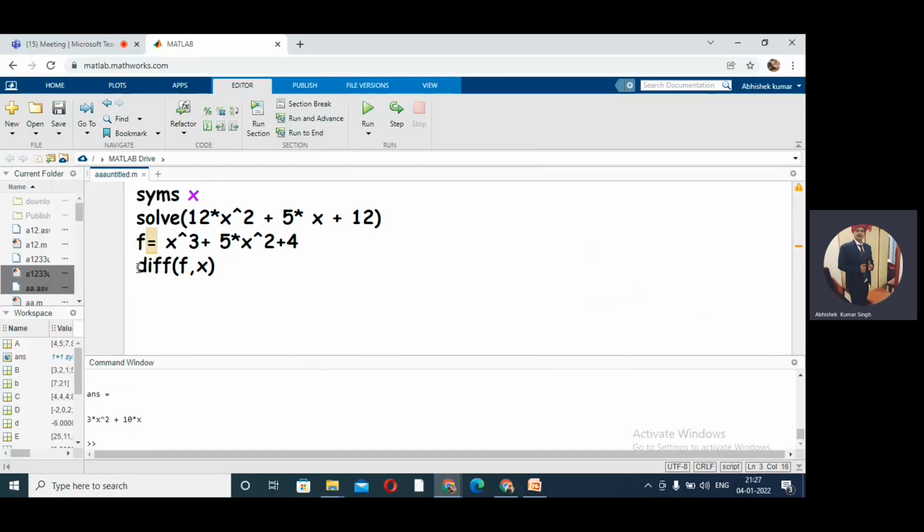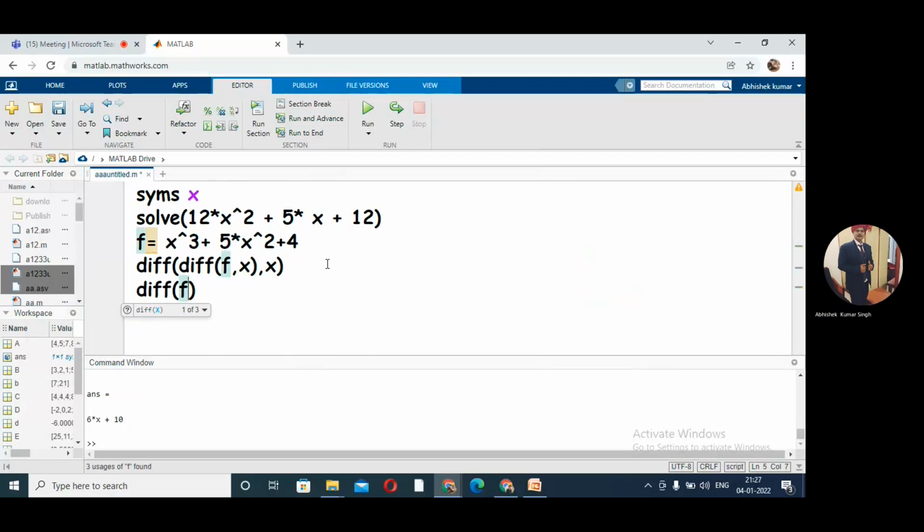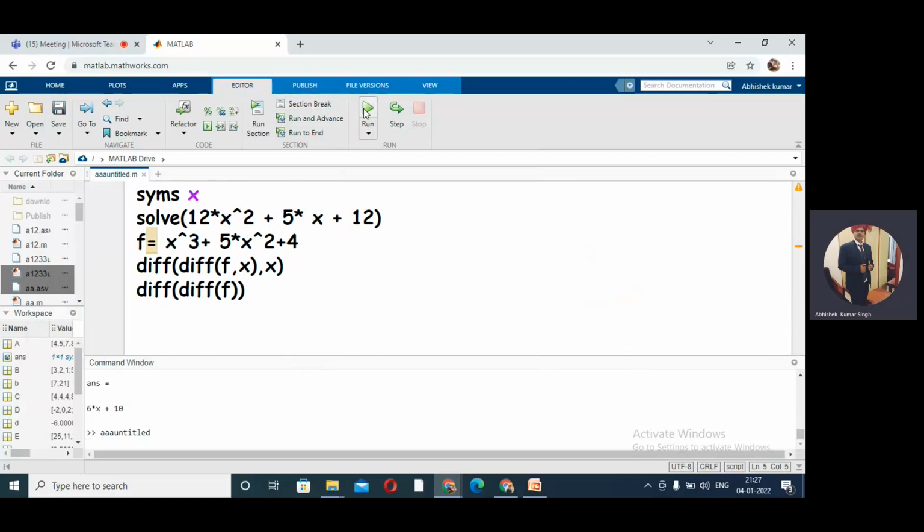What is the second derivative? Second derivative is the same. We use the diff command two times, comma x. Right? So we get 6x plus 10. Or if you don't want to use comma x for a single variable, we can have diff of f again, two times diff. I'm not putting comma x because this is a function of a single variable, right?